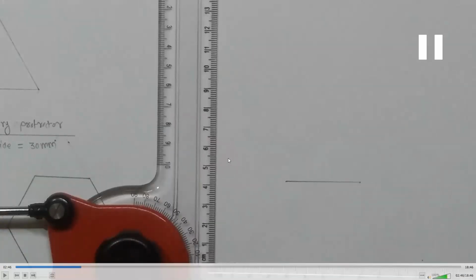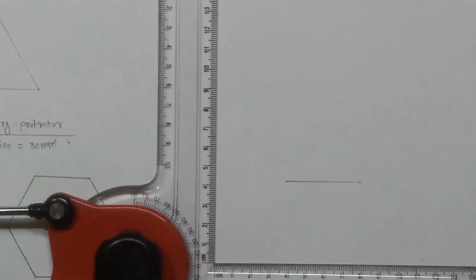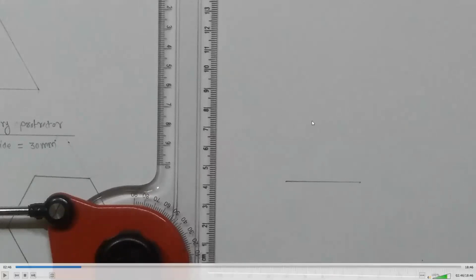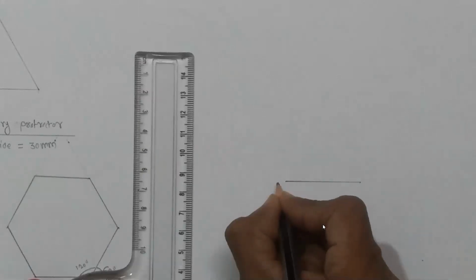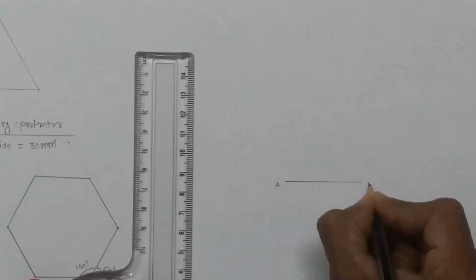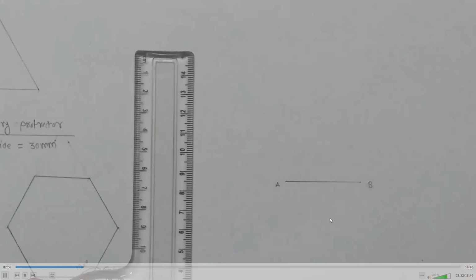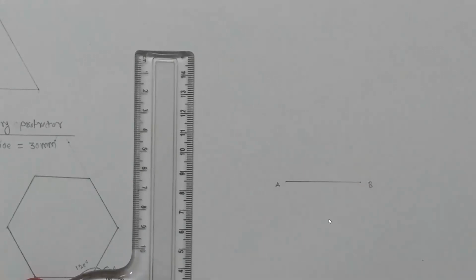So here we want to draw a polygon, that is a pentagon, hexagon. So we will draw this by using the circle method, that is a polygon inscribed in a circle. So here I have drawn the side of that polygon. So you can take 50 centimeter or 40 centimeter, 40 mm.